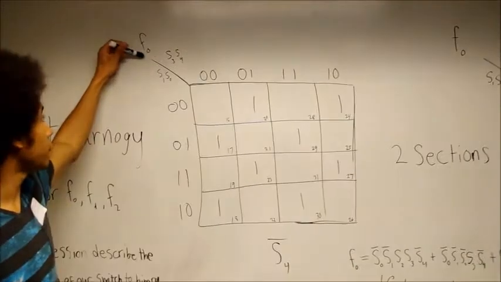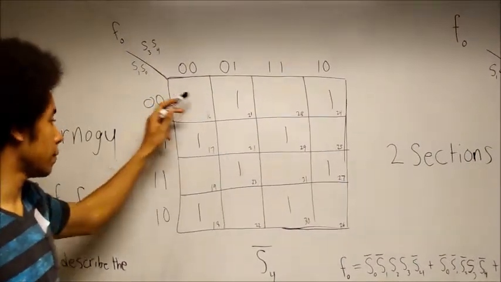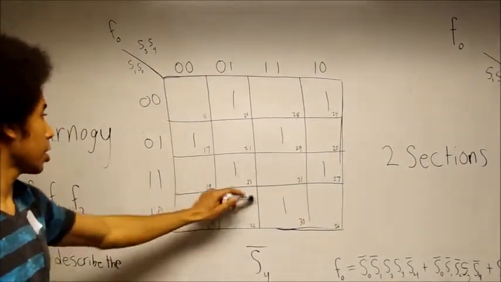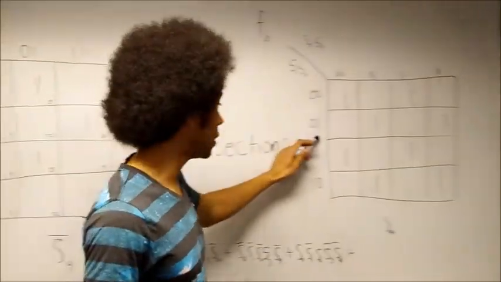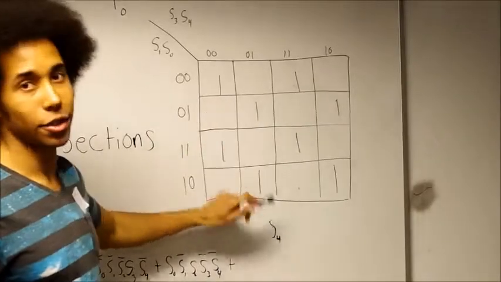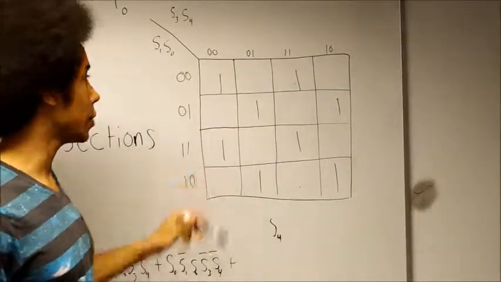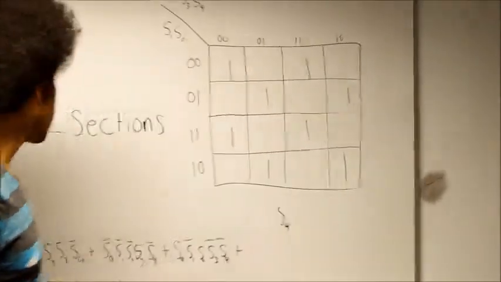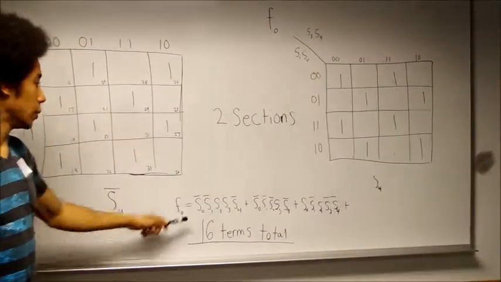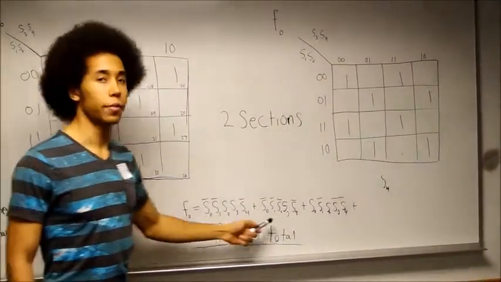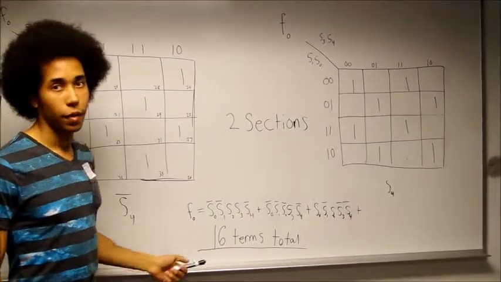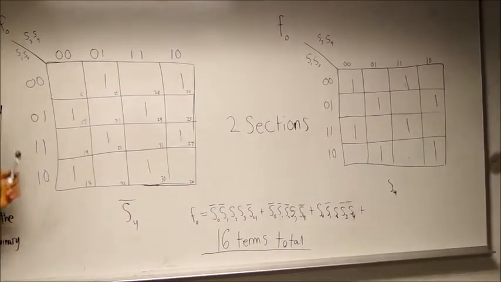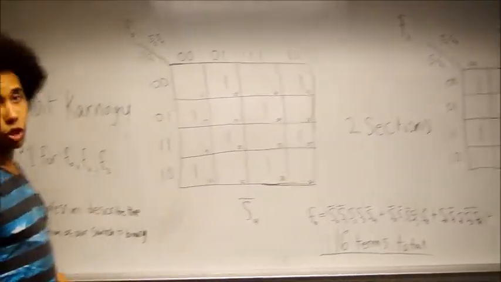So here's F0, or part of it. This is the first Karnaugh map. As you can see, it's a checkerboard, which is super inconvenient. And then if we go over here, this is the other part. This is also a checkerboard, which again is inconvenient because we can't get any groupings. So what that leads to is F0 equals a bunch of terms plus a bunch more terms, and it ends up being that there are 16 terms for F0. And we do this process again for F1 and F2.